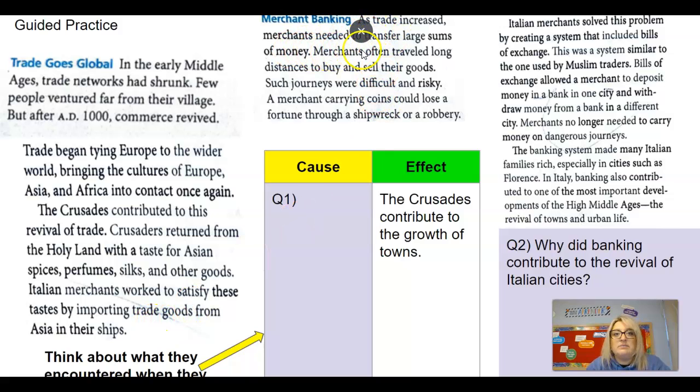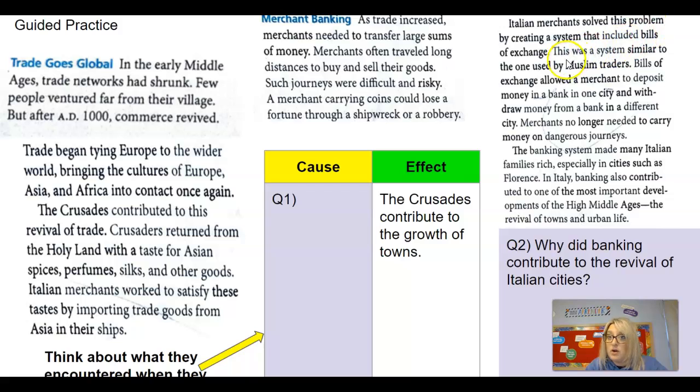As trade increased, merchants needed to transfer large sums of money. Merchants often traveled long distances to buy and sell their goods. These journeys were difficult and they were risky. If you were a merchant carrying coins, you could easily lose a fortune through a shipwreck or by being robbed. So now we're going to get into why banking played an important role during this time.